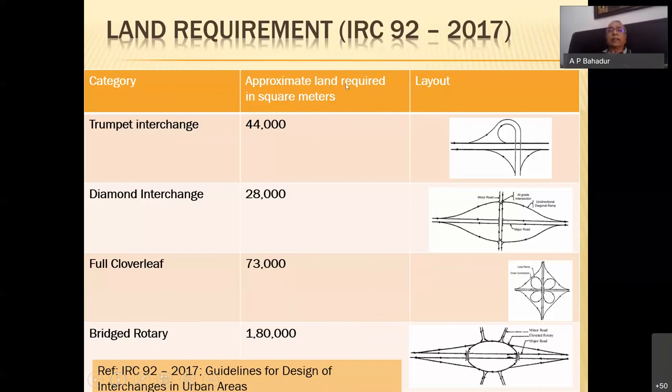So IRC 92/2017 gives some idea of the land requirement of different types of grade interchanges.